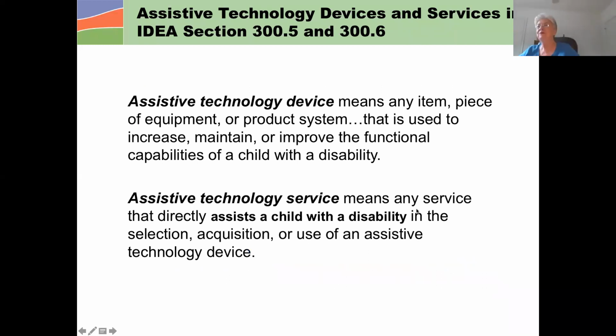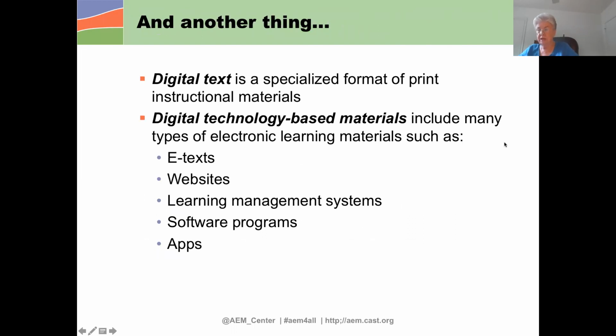At any rate, I'm sure you all are familiar with the definition of the assistive technology device, that is any item, piece of equipment, or product system that's used to increase, maintain, or improve the functional capabilities of a child with a disability. And of course, these come from the IDEA definition. And then assistive technology service means any service that directly assists a child with a disability in the selection, acquisition, or use of an assistive technology device. And we know there are quite a few services that are listed in the IDEA definition.